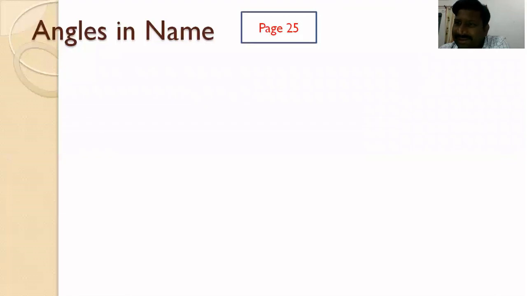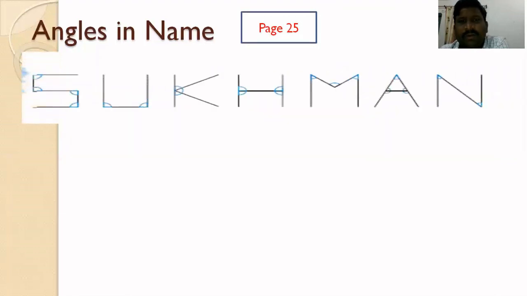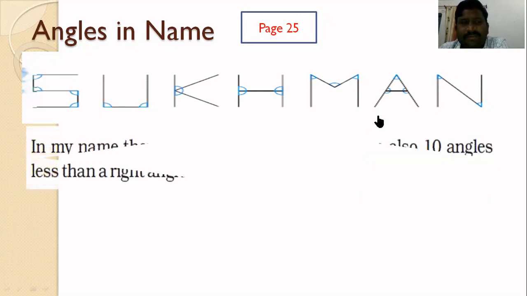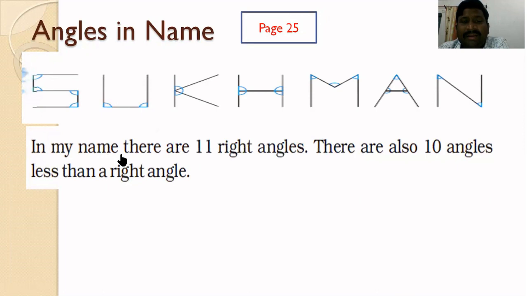So, does a name have angles? Yes, look at this. Sukhman. Okay, this is Sukhman. In this way, several angles are made. So how many angles are there? Look at this. In my name, there are 11 right angles. 11 right angles means exactly 90 degree angles.